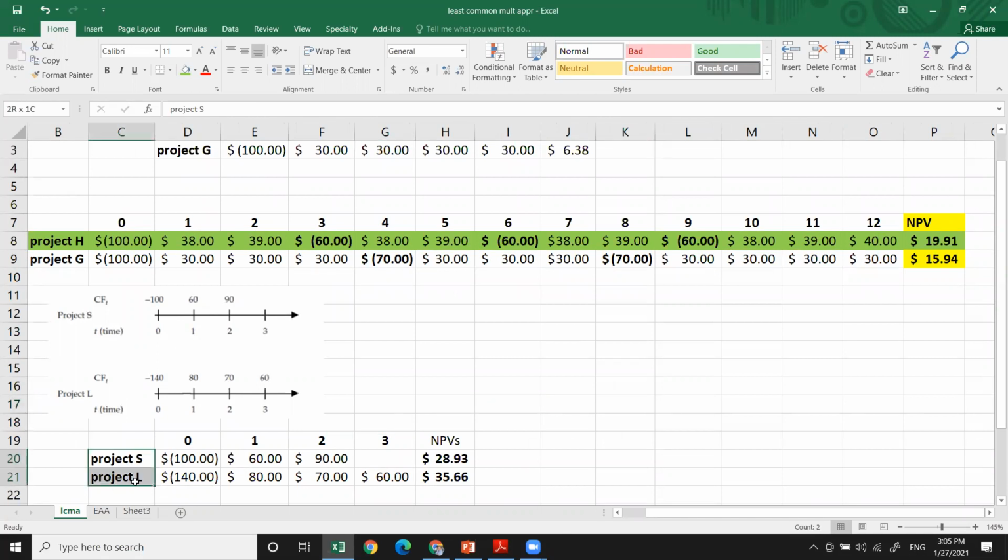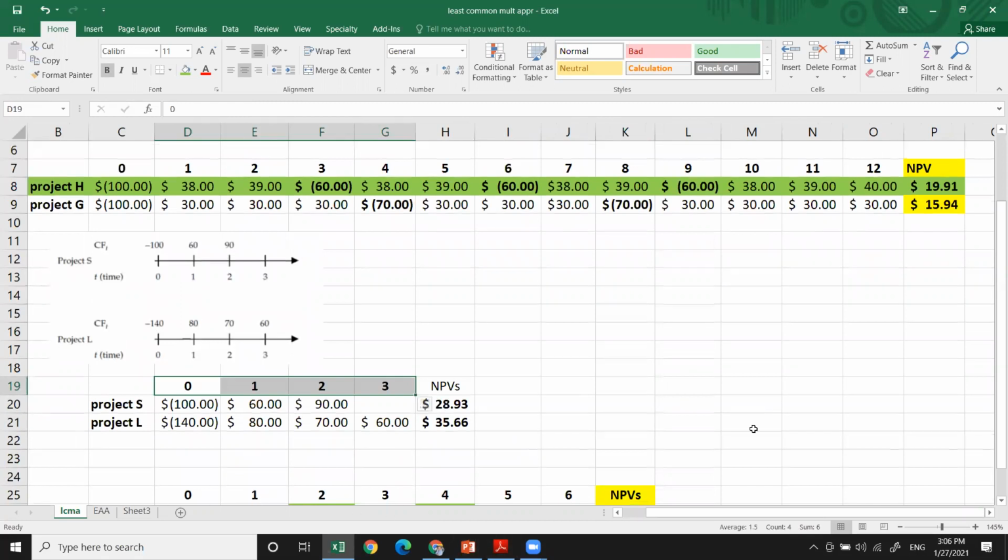So this project S and L, same, but we have 3 years and 2 years. What is the common number of division? 3 and 2? 6. So until the 6 years, we need to repeat the process by replacement.